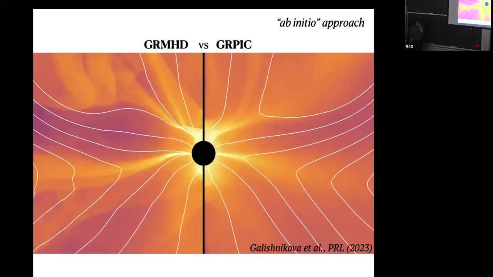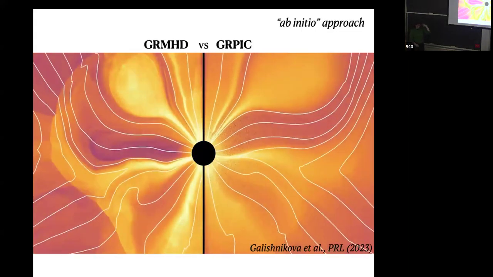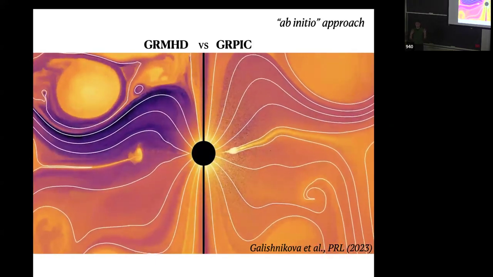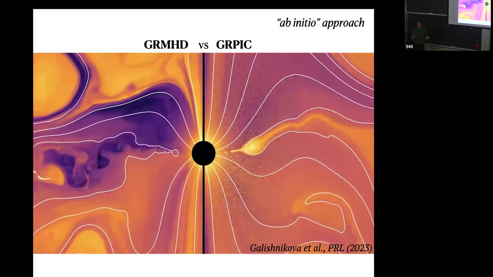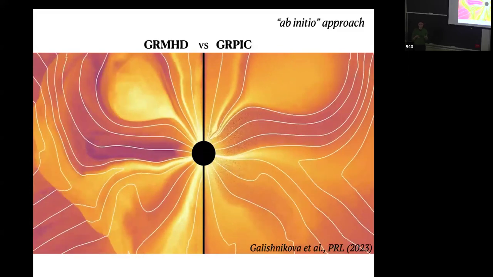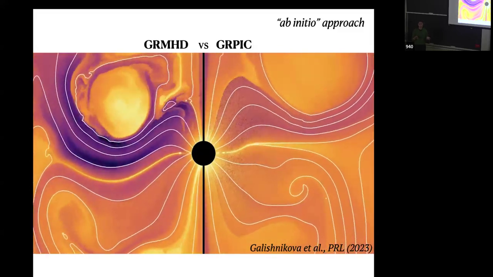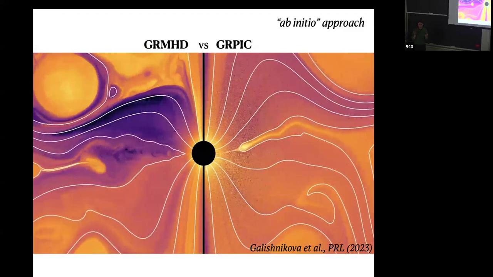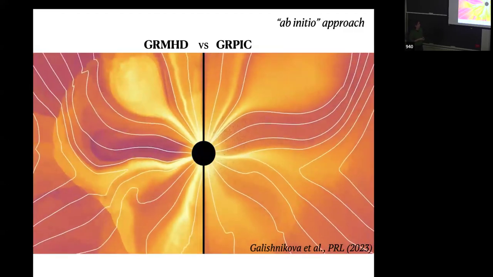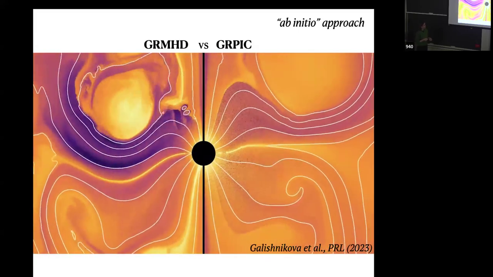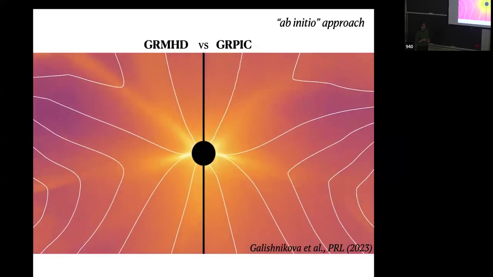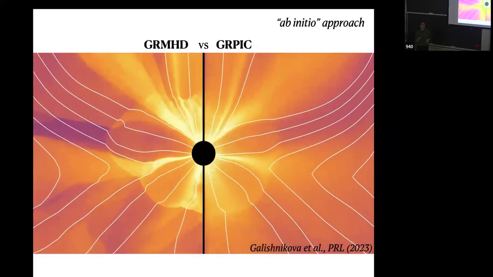So the first thing we did was this approach to understand the difference between the fluid approach and the kinetic approach. We tried to compare them apples to apples and take the simplest accretion problem, which is just 1D spherical accretion, but with magnetic fields on top of it. Here I show plasma density on the left in the fluid approach and the kinetic approach on the right, and the white lines are the magnetic field lines.